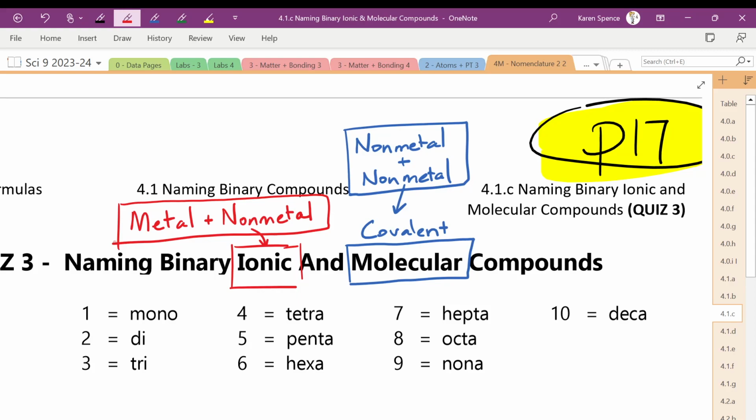Prefixes. So one of these two uses prefixes and the other one does not. Do you remember which one uses prefixes, ionic or covalent? Covalent. So covalent uses prefixes, and also metalloids. We'll talk about those in just a moment, okay? And then for our metal plus non-metal, that would be no prefixes.